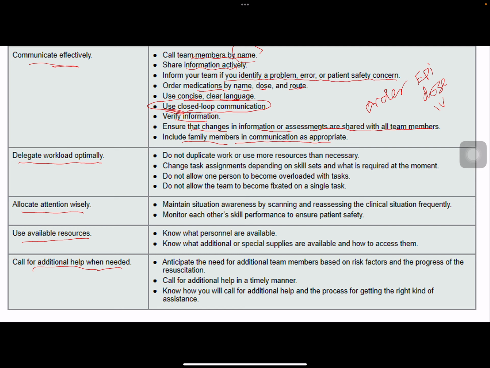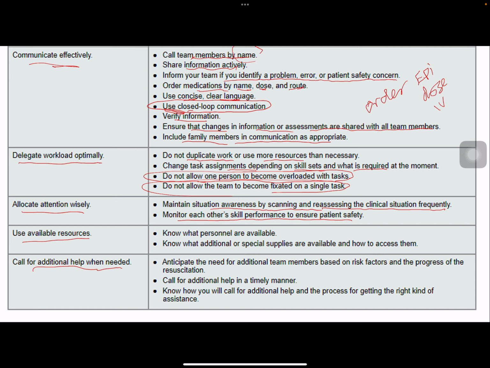So delegate work optimally. Do not duplicate work or use more resources than necessary. Change task assignment depending on the skill set and what is required at the moment. Do not allow one person to become overloaded with tasks. This is very important. Do not allow the team to become fixated on a single task. All right. So allocate attention wisely. Maintain situation awareness by scanning and reassessing the clinical situation frequently. Monitor each other's skill performance to ensure patient safety.